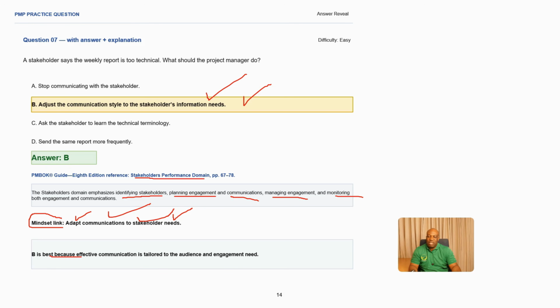This is very important. So if you look at the process groups in the project management process, you find there is a stakeholder engagement plan. So this is where you also need to put the communication needs that you need to apply there. So making B the best answer.